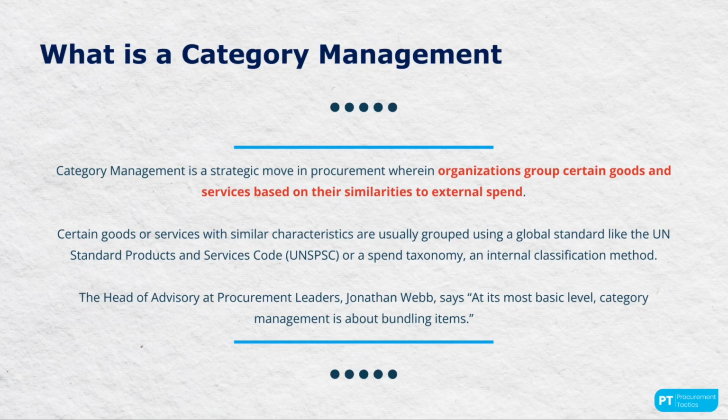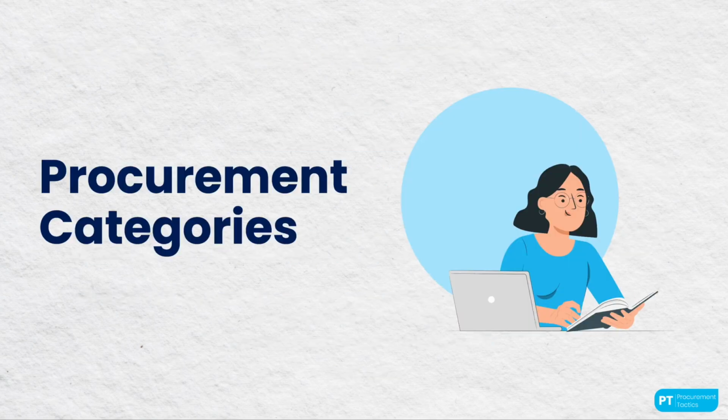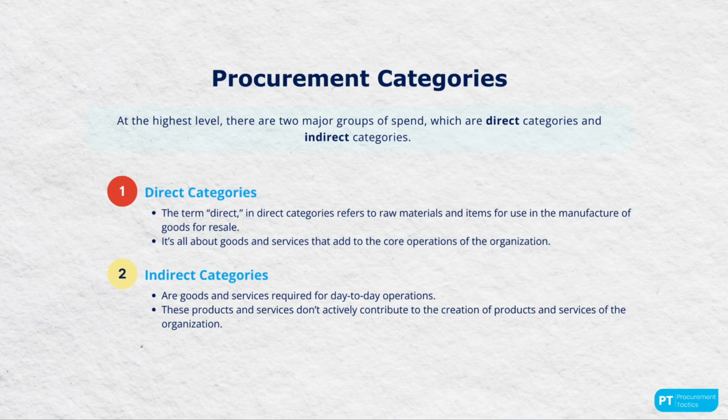Let's talk about it. As discussed earlier, procurement categories are goods and services that have similar characteristics, which is why they are grouped in category. The categorization of these goods or services depends on many factors, including but not limited to the specific industry, organizational structure, spend profiles, and the external marketplace. At the highest level, there are two major groups of spend, which are direct categories and indirect categories. Let's break each of them down.